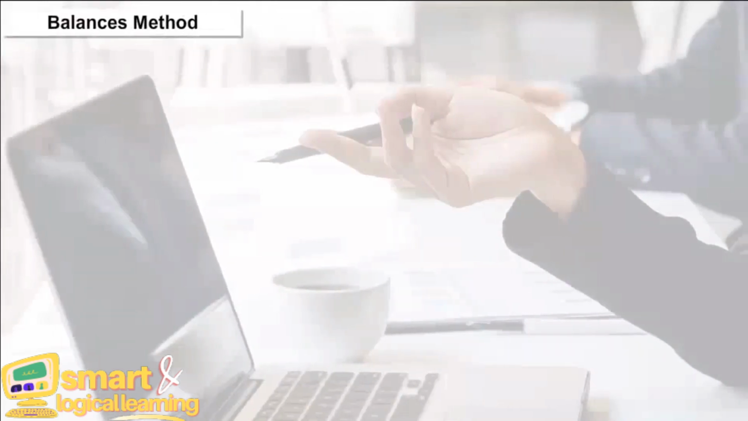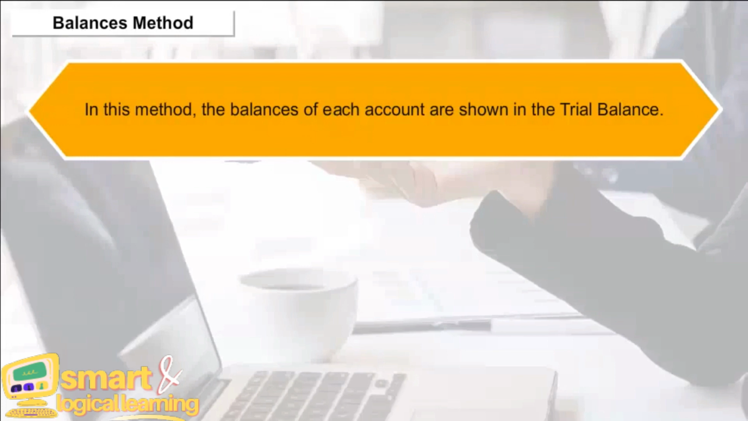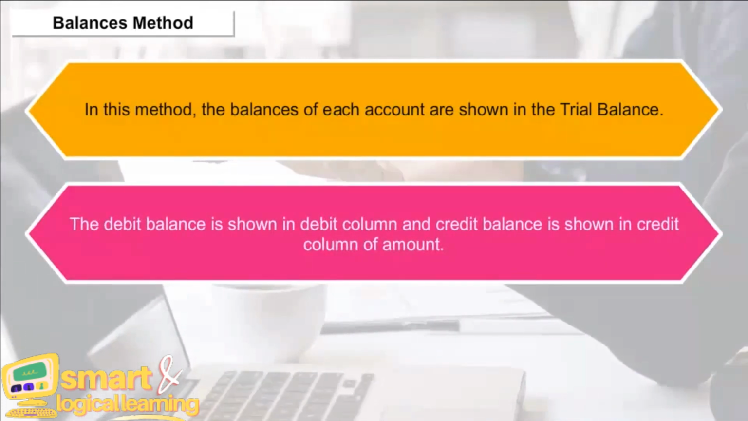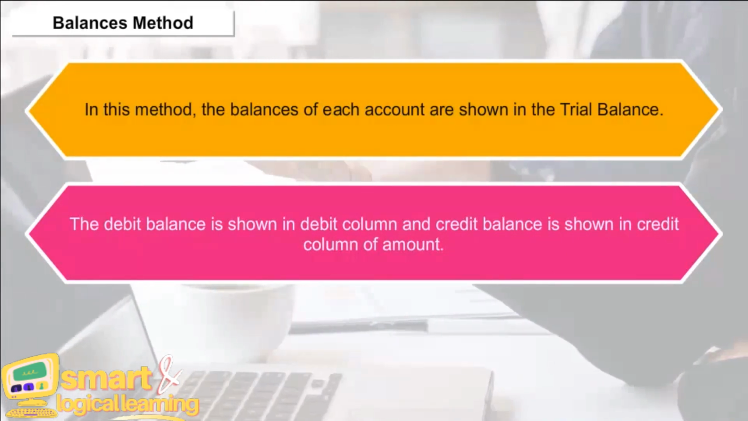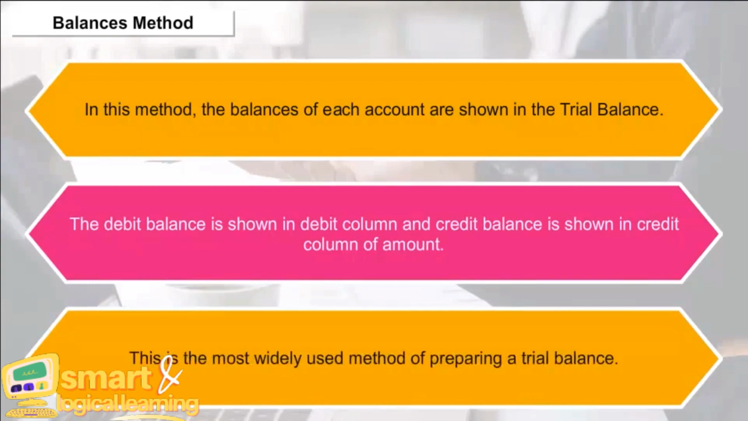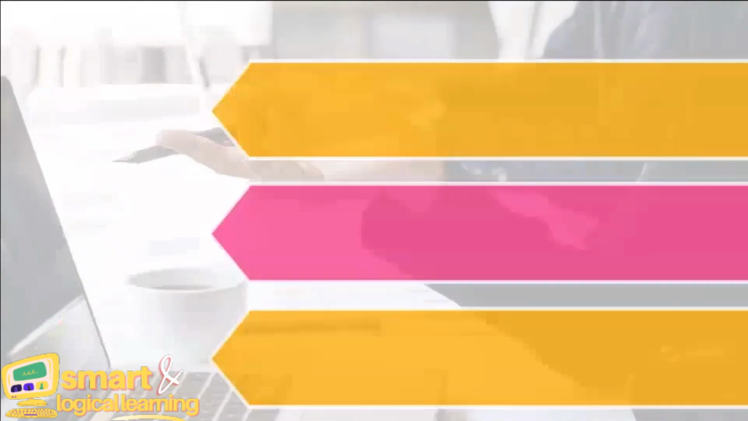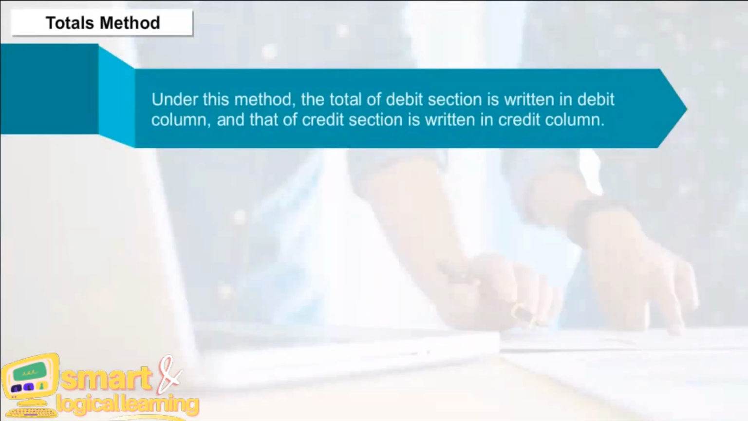1. Balances method. In this method, the balances of each account are shown in the trial balance. The debit balance is shown in debit column and credit balance is shown in credit column of amount. This is the most widely used method of preparing a trial balance. 2. Totals method. Under this method, the total of debit section is written in debit column and that of credit section is written in credit column.